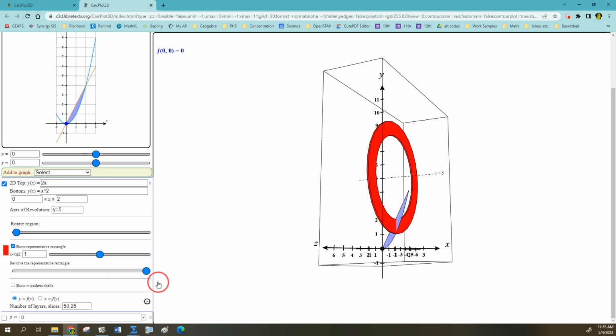Because they have the same thickness, right? That one's got a way bigger cross-sectional area though. So it's got a bigger volume. Okay? Make sense?